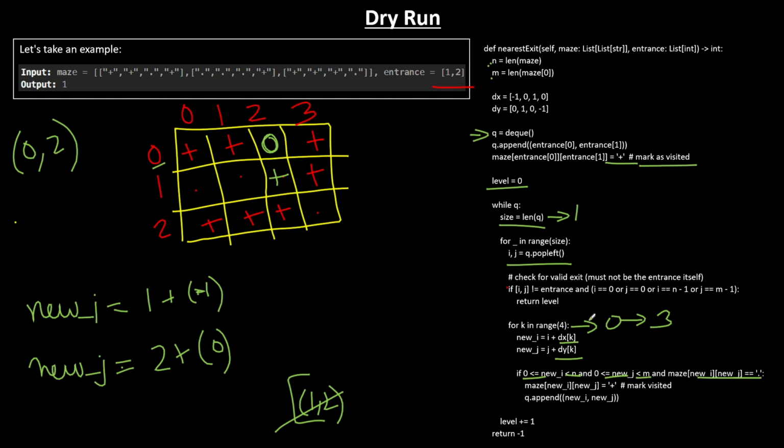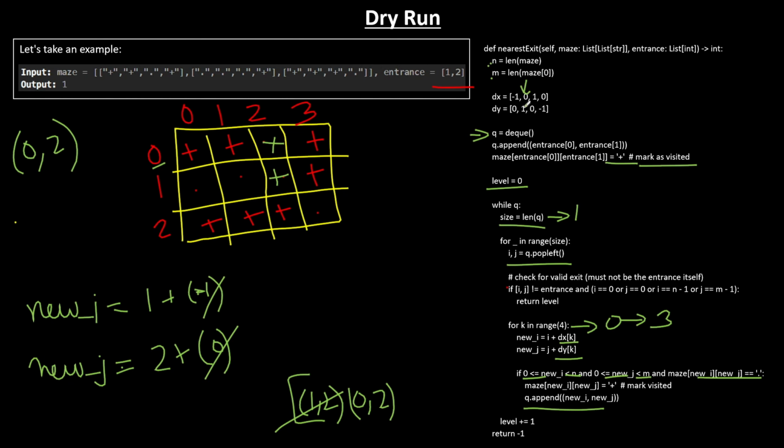Is it equal to the dot? Yes, it is equal to the dot. So what we will do, we will make it a plus. We'll mark it as plus since it is visited, and we will append it to the queue, 0 comma 2. Fine. After that, k value increases from 0 to 1. Fine. So this is done.